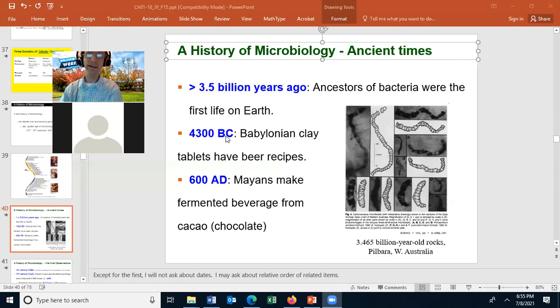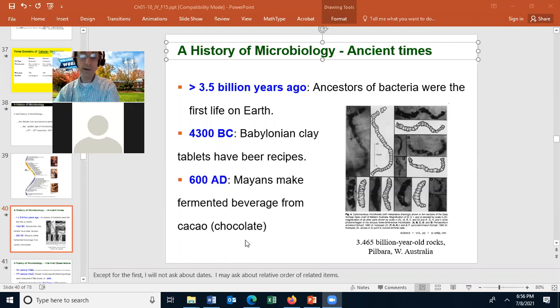The next major advance in microbiology was in 4,300 years BC. The Babylonians wrote clay tablets recording their beer recipes. And they didn't know it, the Babylonians, but the reason why they were able to get beer was because of microorganisms fermenting whatever it was you make beer out of. I think it's malt or grain or something like that. And then the next one would be 600 AD. Like I said, you don't need to know the dates. The Mayans made a fermented beverage from cacao that we call today chocolate.